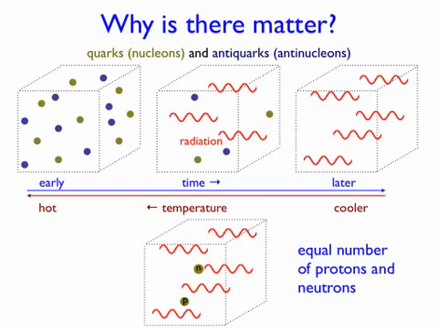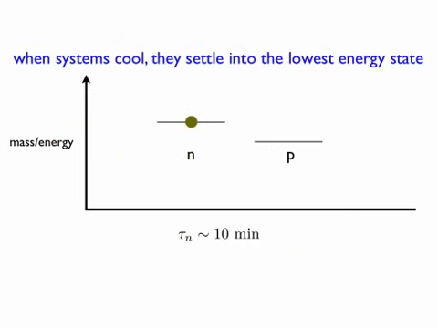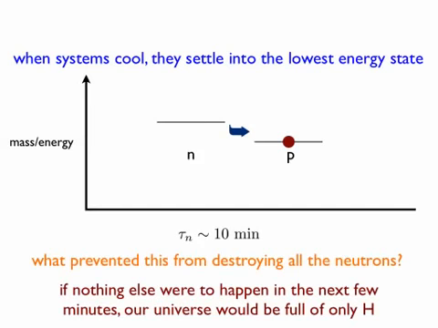What we do know is as the universe cooled, there was this imbalance of matter. There was roughly an equal number of protons and neutrons. Another thing we know is that as systems cool down, they de-excite into the lowest energy state possible. And the neutron is more energetic than the proton. In fact, if you take a neutron all on its own, it only lives for about 10 minutes on average before it decays into a proton. So that creates another puzzle. If the neutron will decay into a proton, why are there any neutrons left in the universe at all?